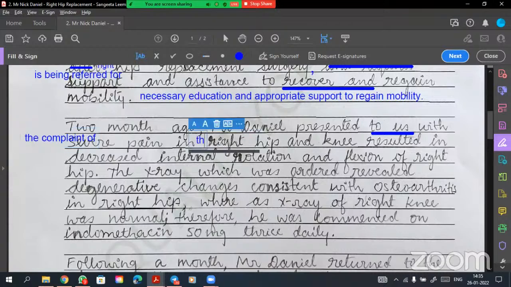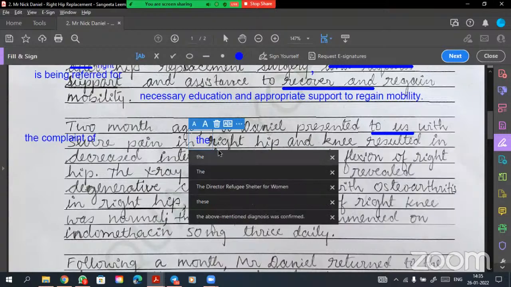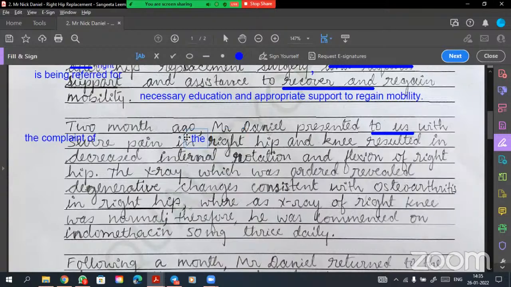How many right hips do you have? One. Only one. So compulsory the, right? The one and only, then the definite article. When it is one and only complaint, then you have to say the complaint. When it is only one right hip, then you have to say the right hip. The right hip and knee. That means both the right hip and the right knee. That is the meaning here. Both are one and only. The right hip and the right knee.